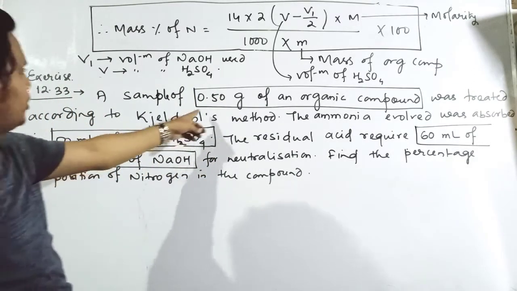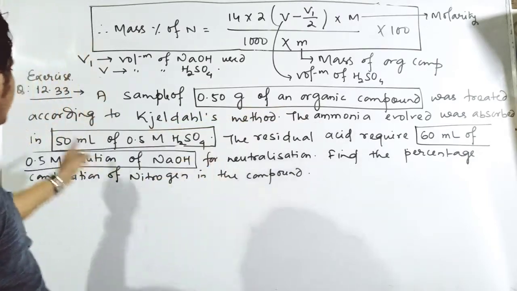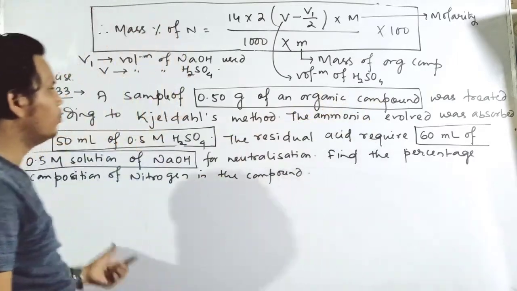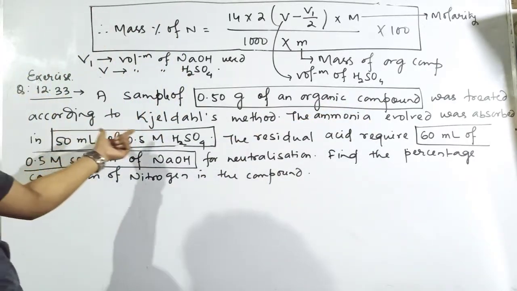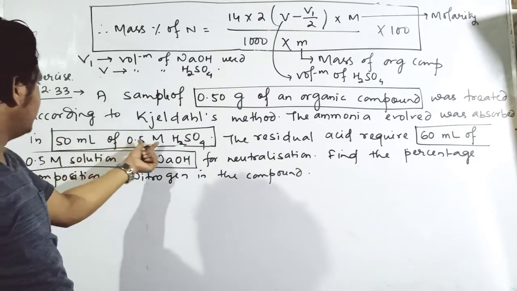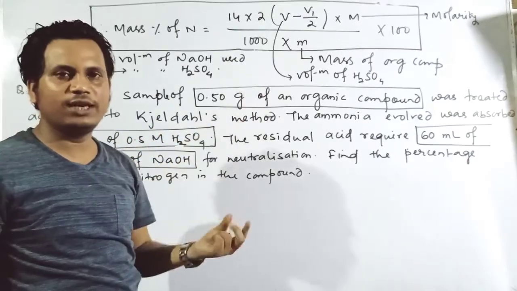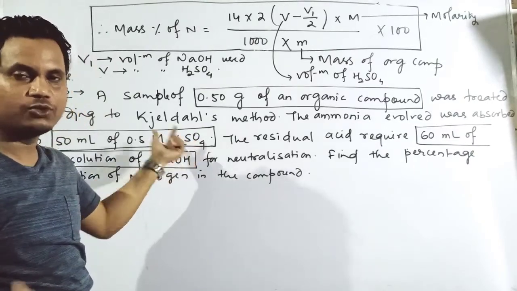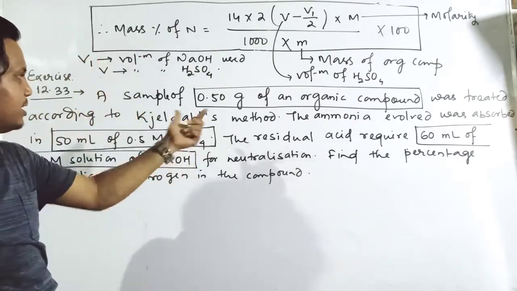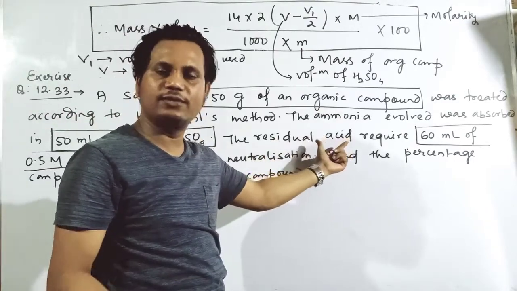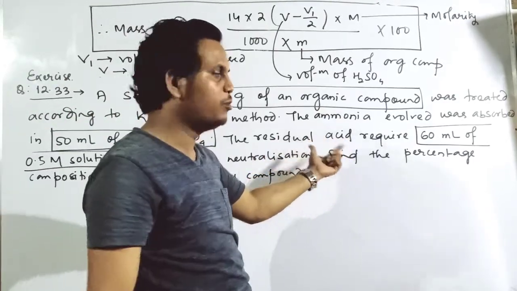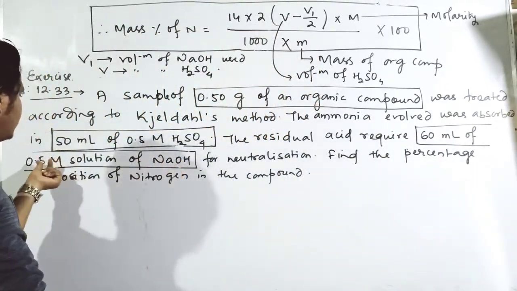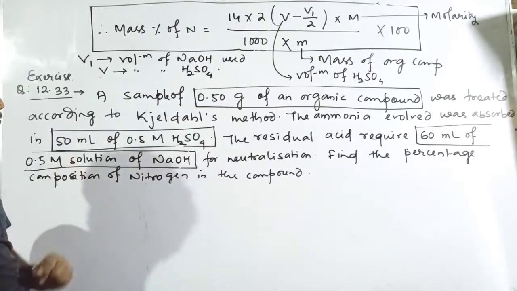So a sample of 0.50 gram of organic compound was treated according to Kjeldahl method. Ammonia evolved was absorbed in 50 ml of this much sulfuric acid. So ammonia reacts with sulfuric acid, which is taken in excess. So what is left after neutralizing ammonia? The residual acid, left after neutralizing ammonia, is treated with NaOH. So the NaOH requirement is this much, 60 ml of 0.5 M.